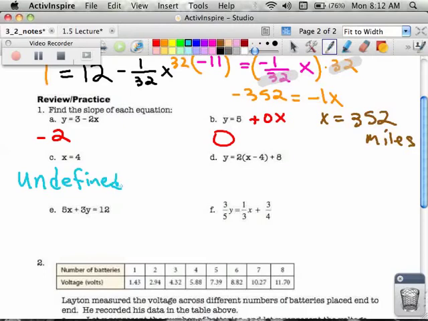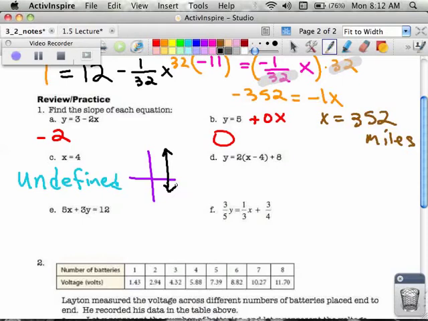So if you were looking at a graph of x equals 4, my line would be a vertical line at x equals 4, which means the slope is undefined. Some teachers in the past, for that or for a horizontal line, have used the phrase no slope. Don't use that. This one's undefined.